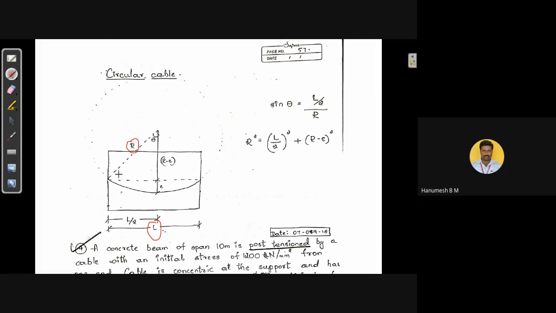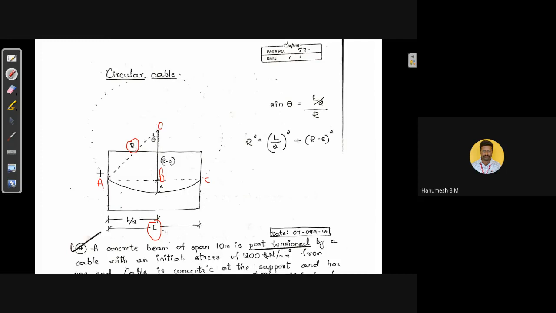By using basic trigonometric concepts, we can identify the different parts of this triangle. For my convenience, I will call this triangle OAB. Say O is the center of the circle. From A to C, we can observe the variation of the circular cable. So A to C is the location of the circular cable in the duct in case of prestressed beams.